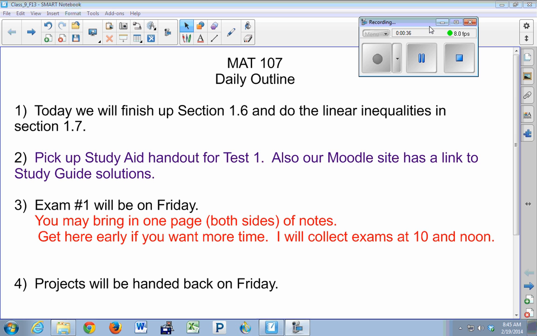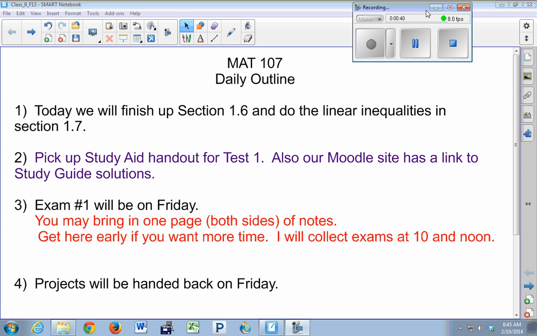Also, check out the Moodle site because it has a link to the video solutions to the study guide that's in your packet. You have a study guide at the end of class 9 for the test. So the solutions to that are on Moodle. You might recognize it's a different voice because Ian Winokur put those solutions up for us when we were teaching a couple of years ago, so there's no sense in duplicating efforts here. We all can use it regardless of who's doing the video. Projects will be handed back Friday.